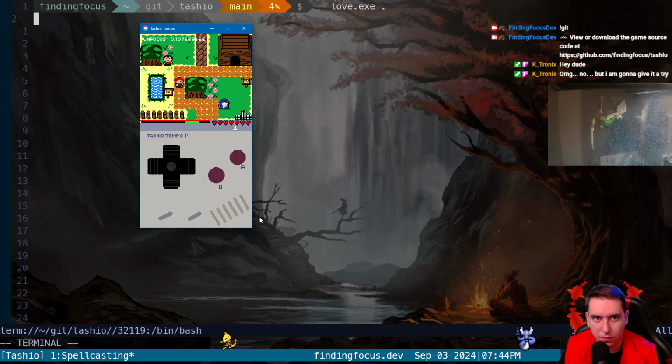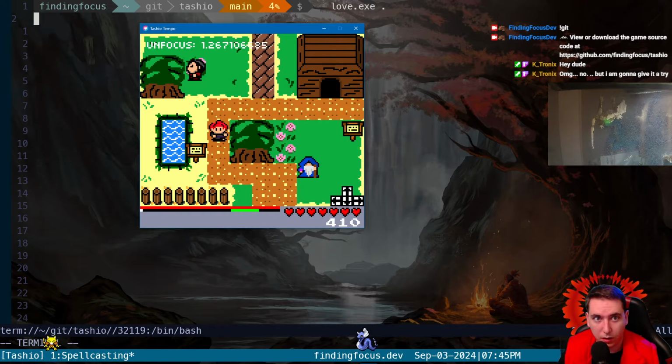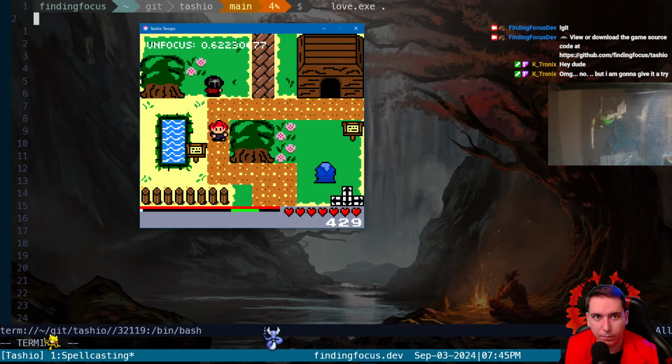So it should be 0, right? What the heck? Just look at what our unfocus is doing. See, why would it be doing this? Our unfocus is going up to 1.3 and then down. Okay. I think instead of... Yeah.